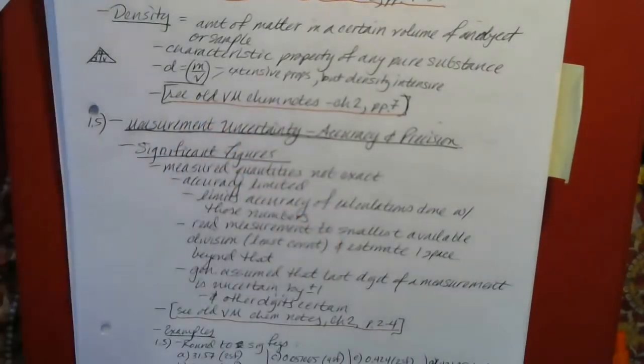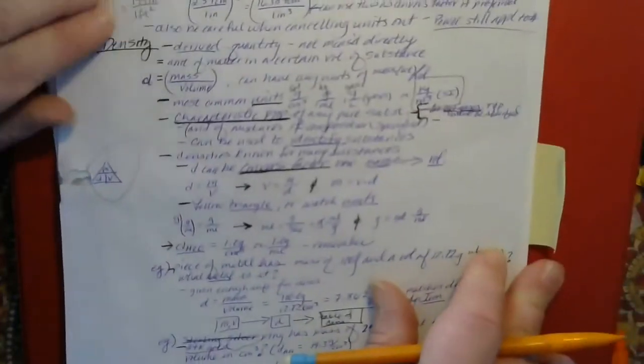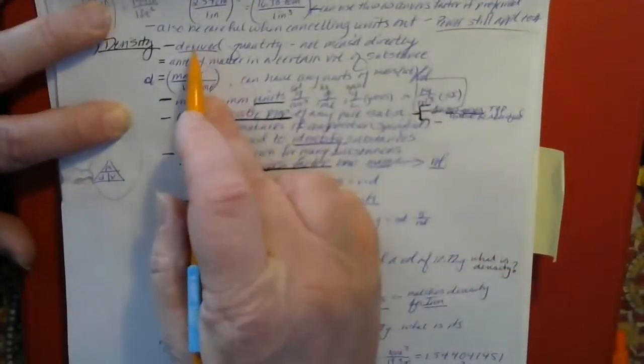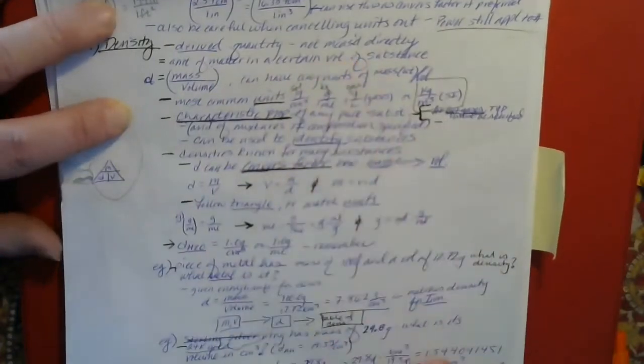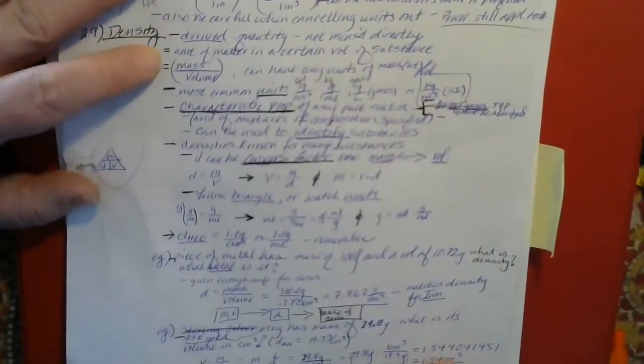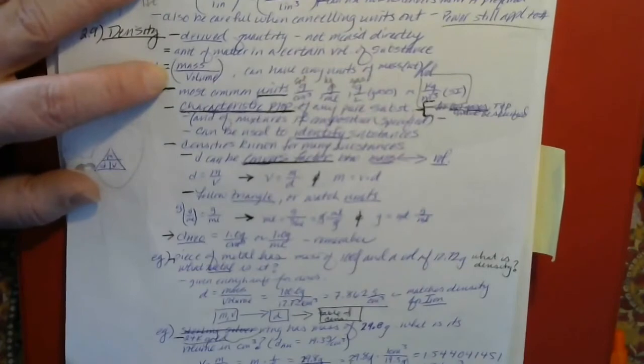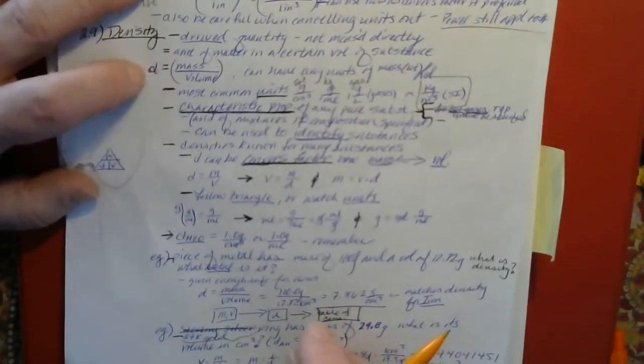I like the way the old book covered this, so I'm going to switch to my old notes for a moment here. And in density, density is a derived quantity, so it's not something that you can measure directly. You measure the mass of the substance and the volume of the substance separately, and then mass divided by volume will be the density.